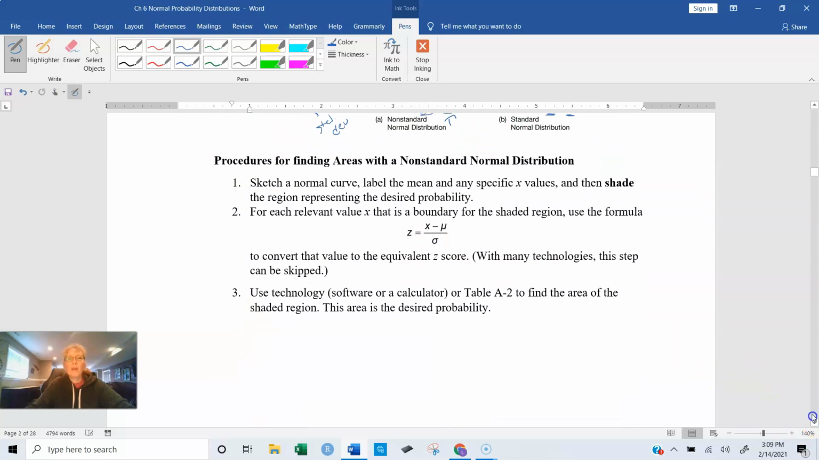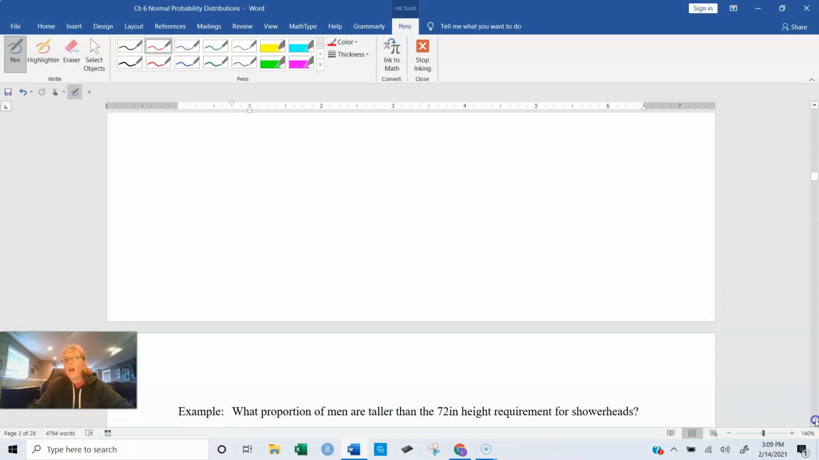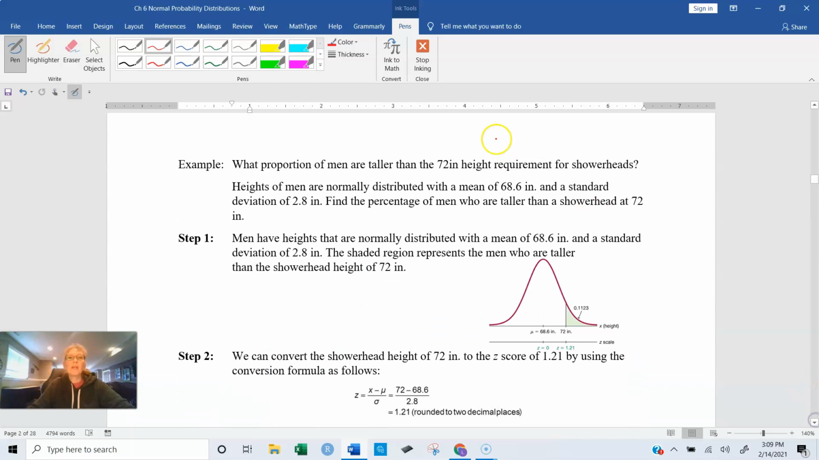All right, so to do this, we are going to sketch a normal curve, just like before, nothing's changed. We're going to label the mean and the x value that we're trying to find, and we're going to shade where we're looking. We're going to find the z-score that we need and convert that so we can plug that into StatDisk. And then we're going to use StatDisk to find this. We are not going to use the table A. You can use table A-2 if you are at home and don't have StatDisk up, but I'm not going to here.